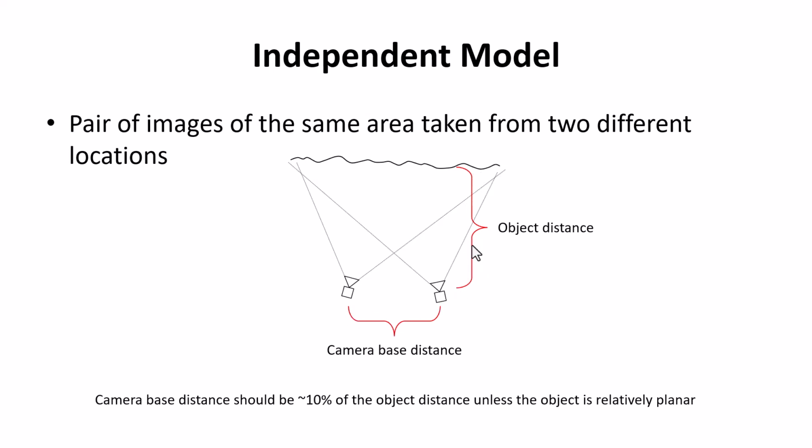Your object distance is pretty much dictated by looking through the viewfinder on your camera and seeing, okay, yes, I've got the whole extent of the object of interest in that one photograph. So now you're far enough away. Do the same at the other camera location.